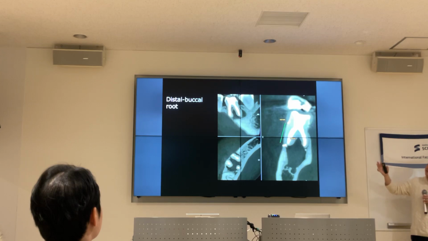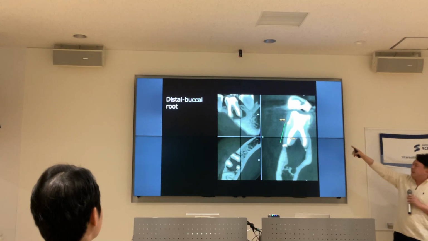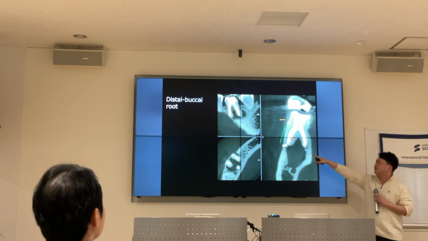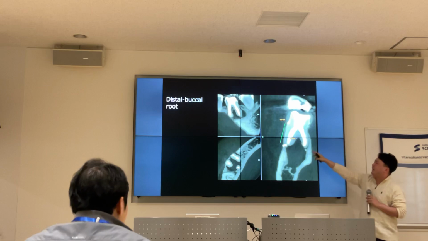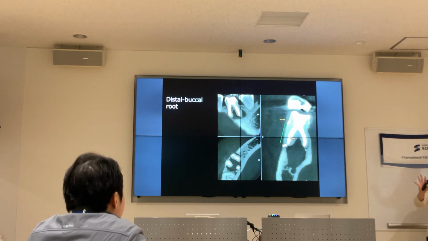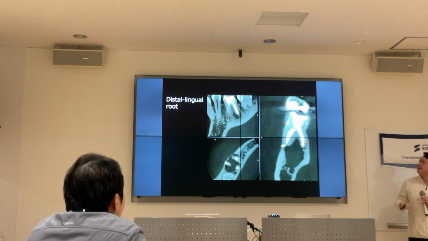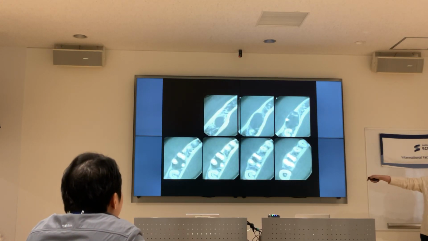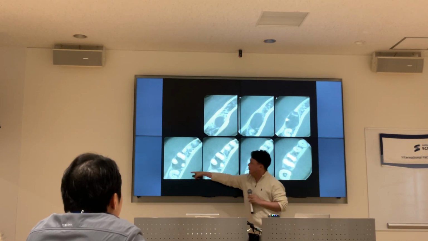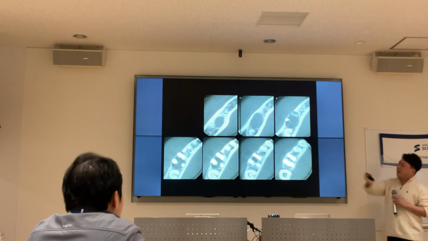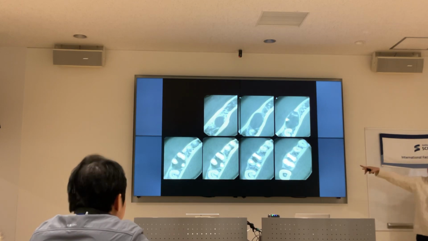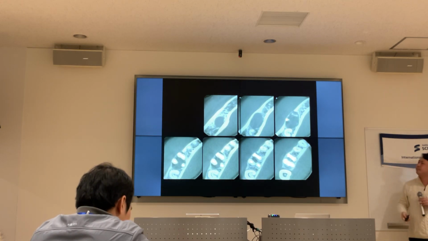And this is the most difficult point of this case. This case has a buccal distal root, and here is a lingual distal root. And this tooth has three roots and five root canals. This is a horizontal view. Here is the lingual distal root. It is very far from the buccal cortical bone. I think it is very difficult to do root resection of this distal lingual root.